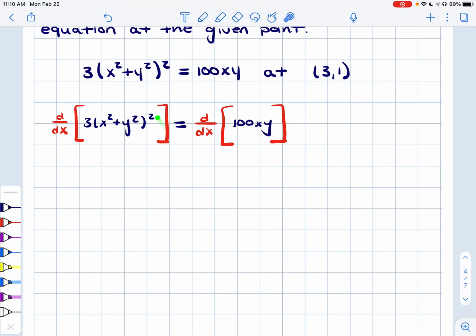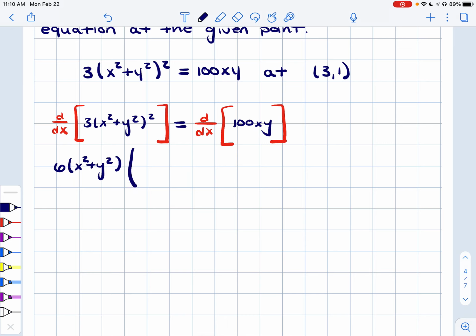Okay, so starting over here on the left-hand side, we have a composite function. So we're going to need to use our chain rule. So starting on the outside, this is just a basic power rule. So bring our 2 out front. 3 times 2 would give us a 6. And then times x squared plus y squared to the power of 1. But of course, we don't really need the 1 there.